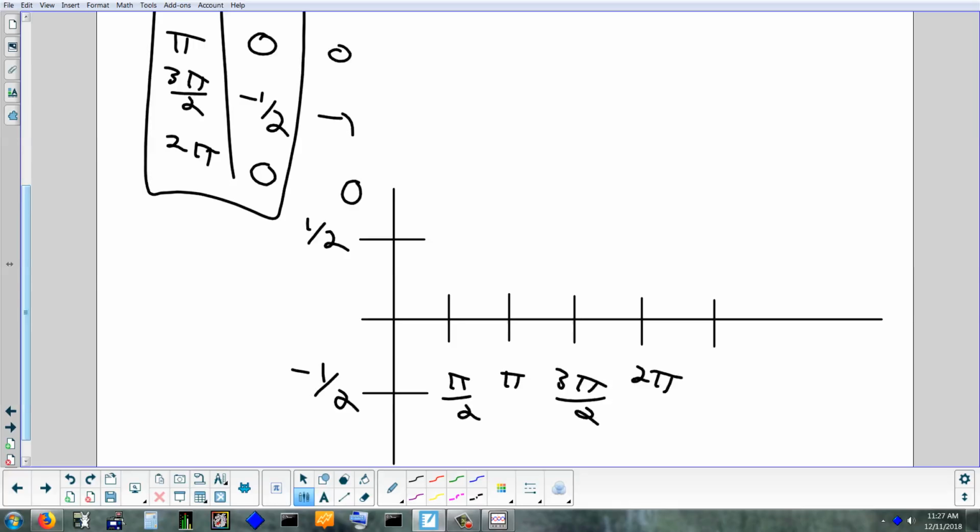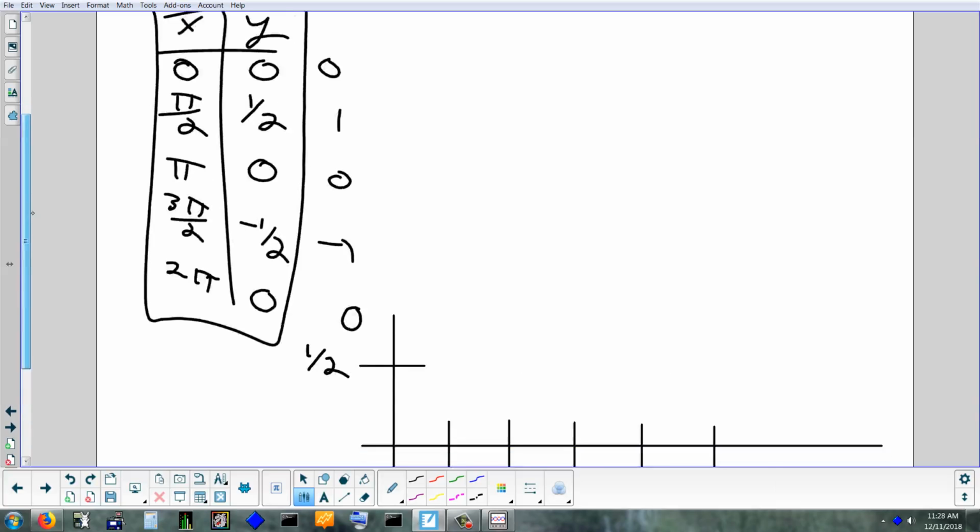And if you're wondering, do I have to label the x-axis? Yes. If you don't label it, I'm going to assume your x-axis is going by ones, because that's what each tick mark usually represents. So if you want your tick marks to go by 90-degree increments, which is what they're doing here, or pi/2 radian increments, you got to label them. Okay. All right, so 0, half, 0, -1/2, 0.